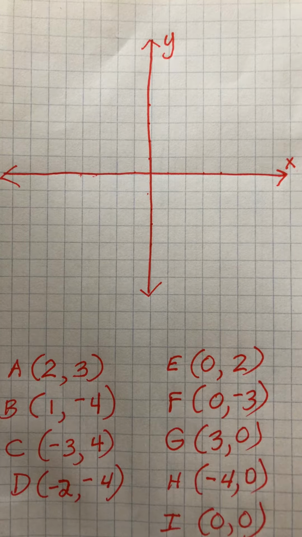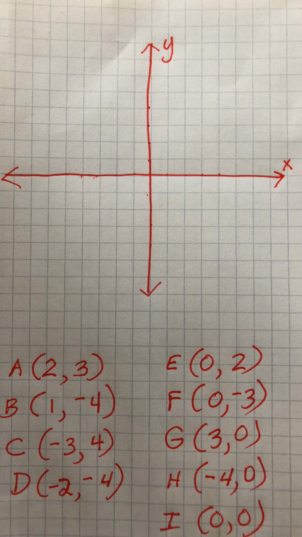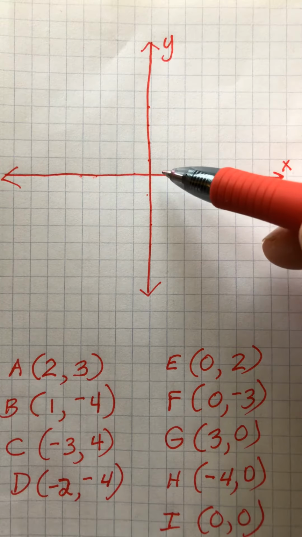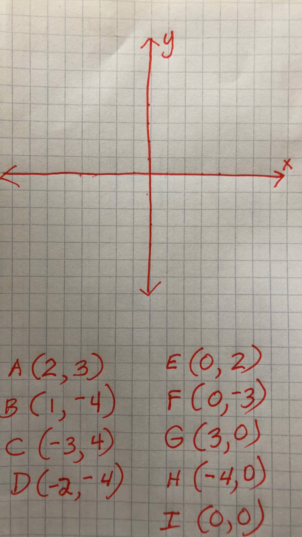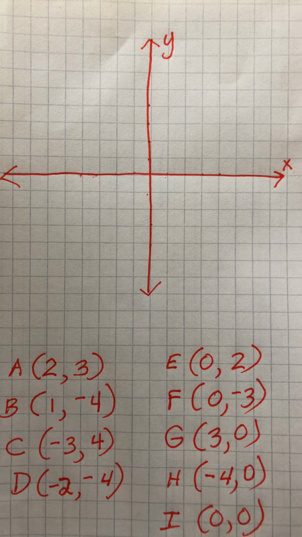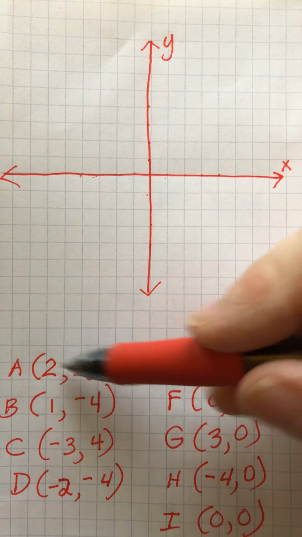Now sometimes you can plot points by counting by 2s or counting by 5s. You could make this 2, 4, 6, but if you do that, you have to remember that you're counting by something other than 1. Let's look at the first point we're going to plot.